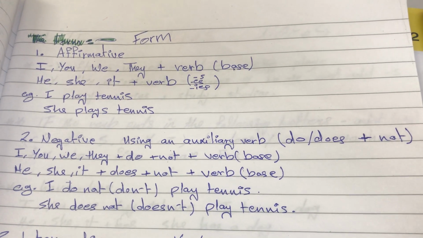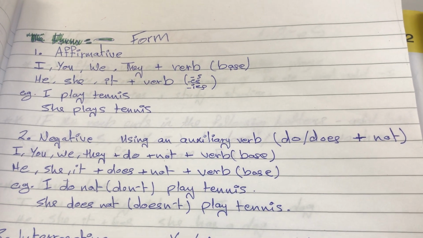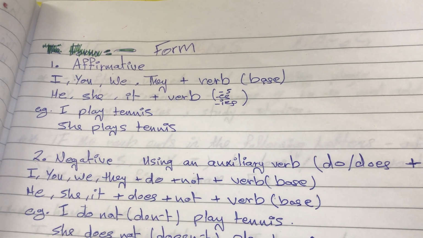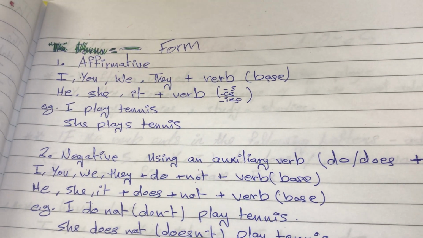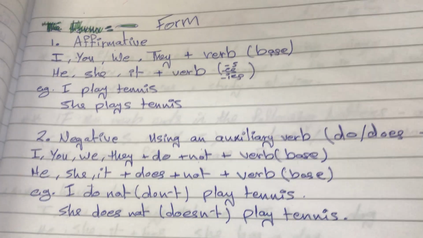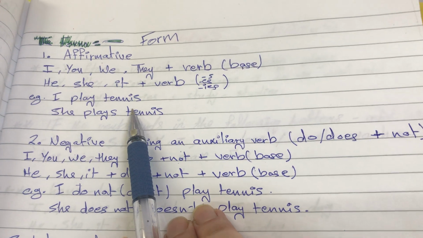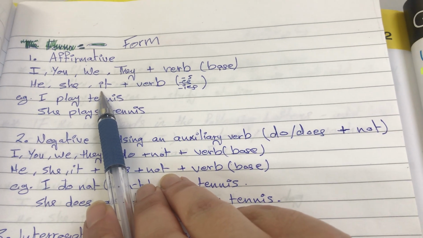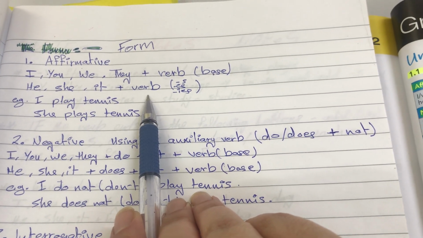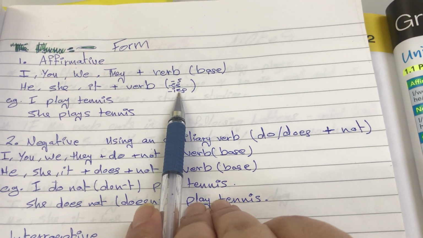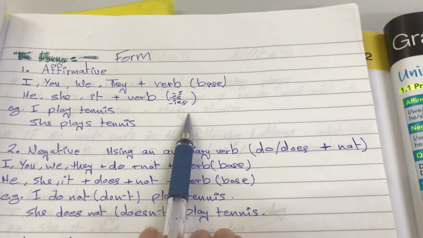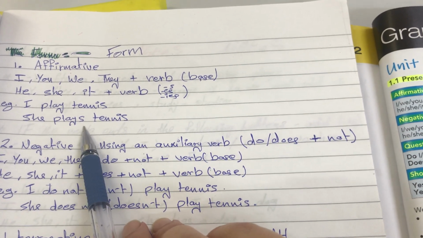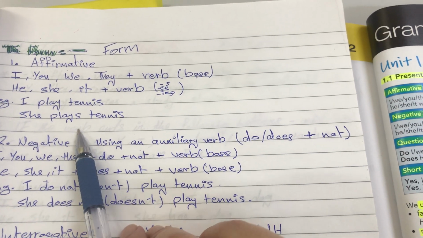With the pronouns I, you, we, they, the verb stays in the base form when it comes to the present simple tense. And as an example regarding that, I play tennis. Now, we go when we have the pronouns he, she, it. It takes the verb, but we have to add to the verb either s, es, or ies regarding the last letter of the verb. Such as she plays tennis, we added s.